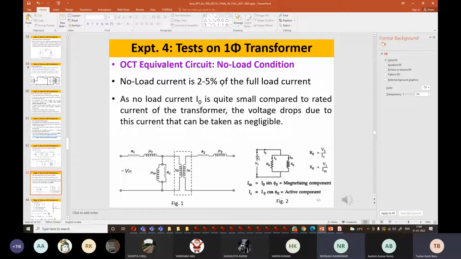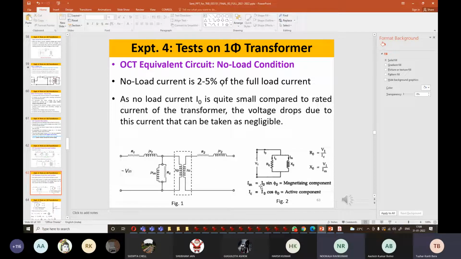Now, we have this voltage, V1 or primary voltage, which you can also call V0 because we are applying it in the open circuit condition; in some books you will find V0. That voltage is the voltage across these two components connected in parallel. So R0 can be calculated from the ammeter and voltmeter readings: V1 divided by IC, the voltage across this divided by the current through this, gives R0. Similarly, V1 divided by IM gives X0. Now how can IM and IC be obtained?